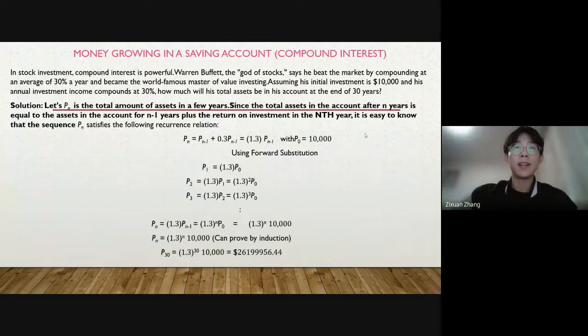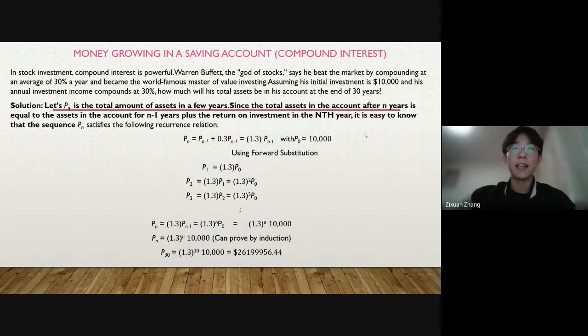I will show 3 examples. First one, in stock investment, compound interest is powerful. Warren Buffett, the god of stocks, is said to have beaten the market by compounding at an average of 30% a year and became a world-famous master of value investing. Assuming his initial investment is $10,000 and his annual investment income compounds at 30%, how much will his total assets be in his account at the end of 30 years?